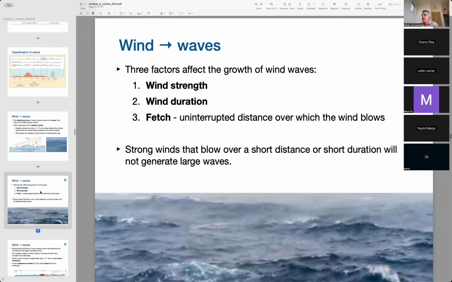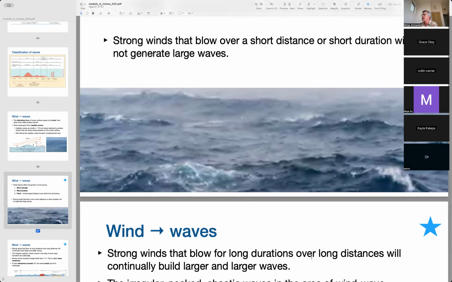Okay. So for the wind waves, the wind waves are generated by the winds, again, as we just said. Three factors affect the growth of these waves.